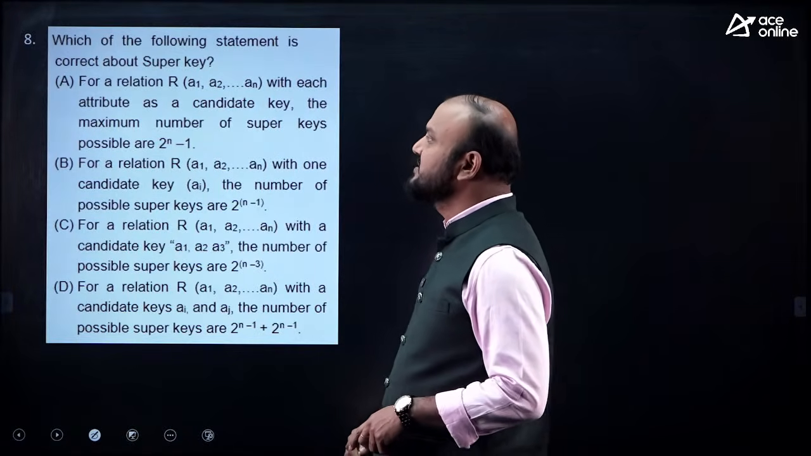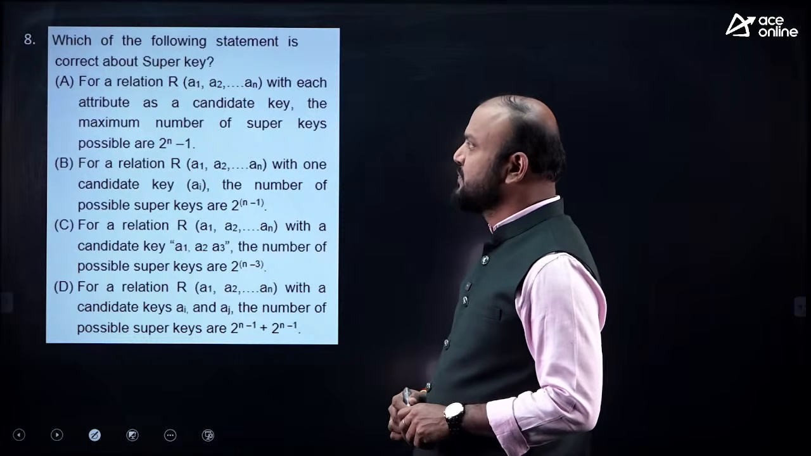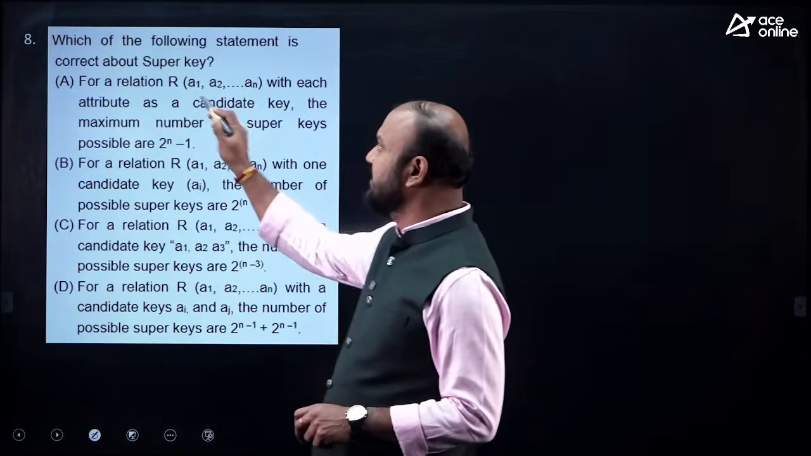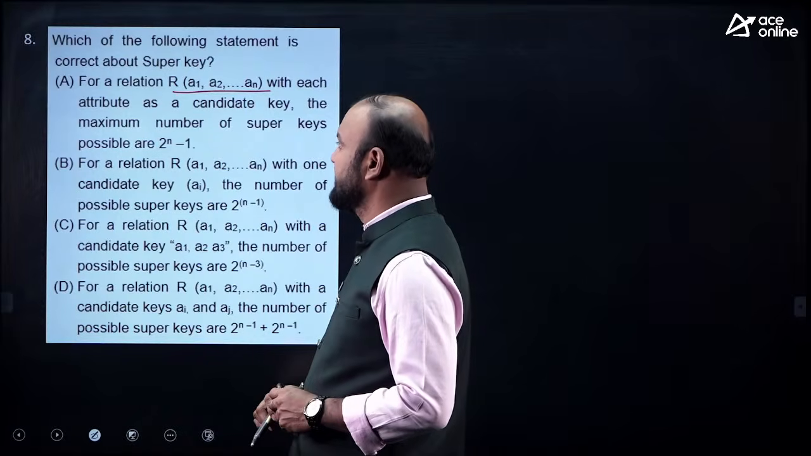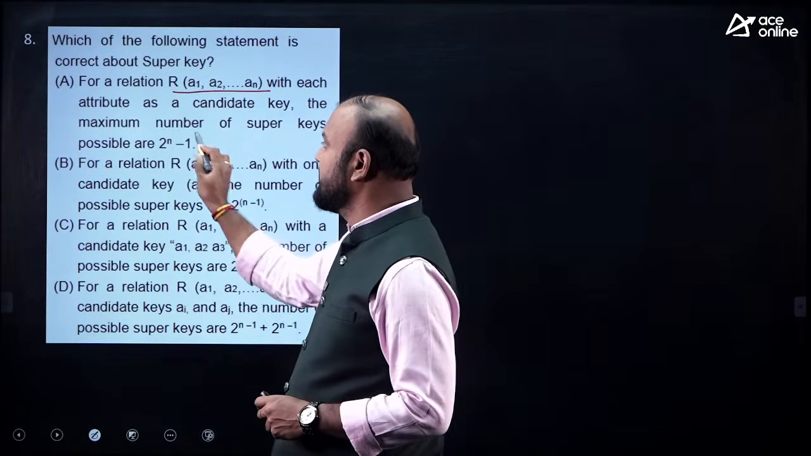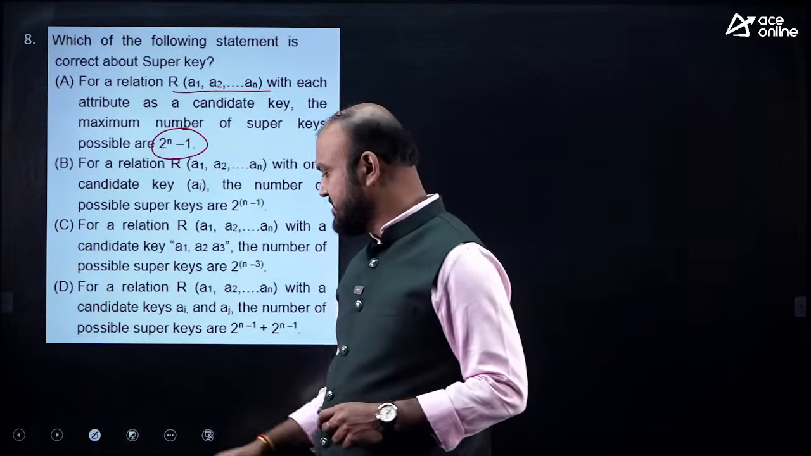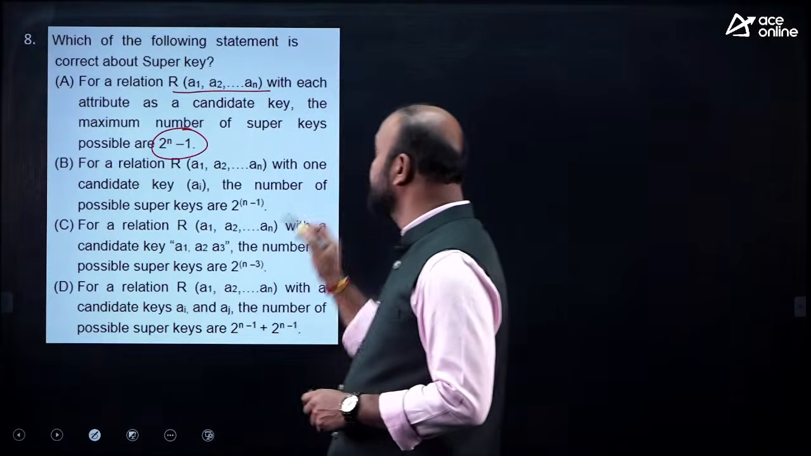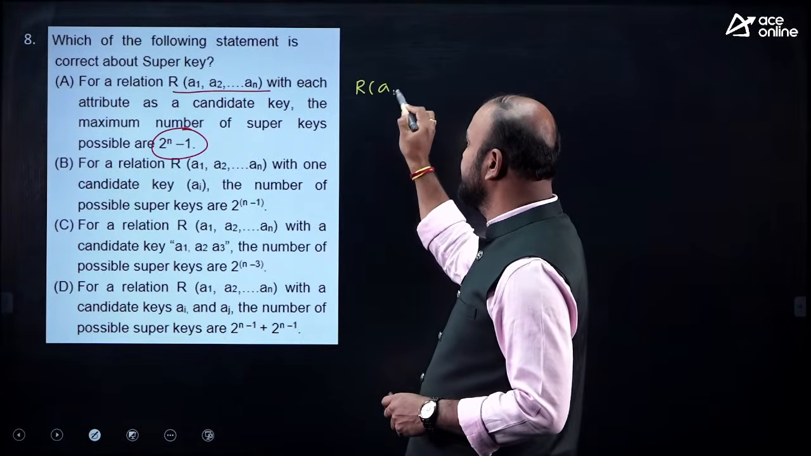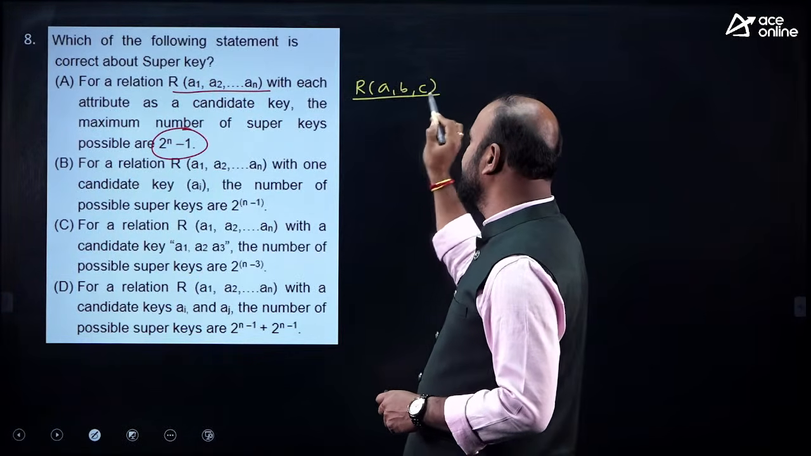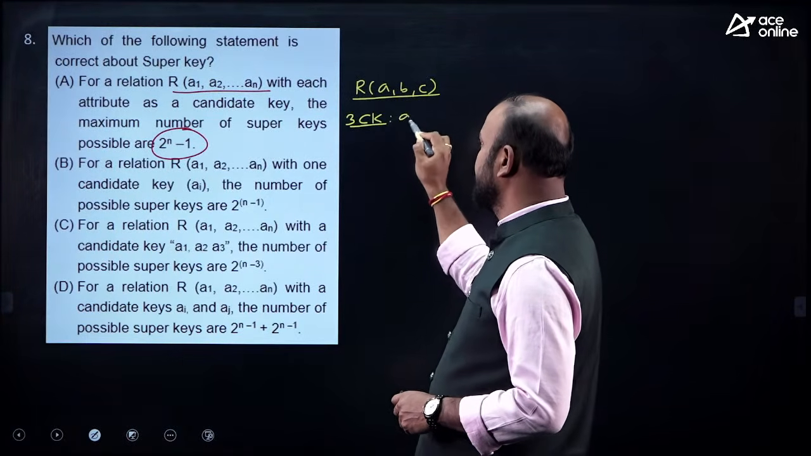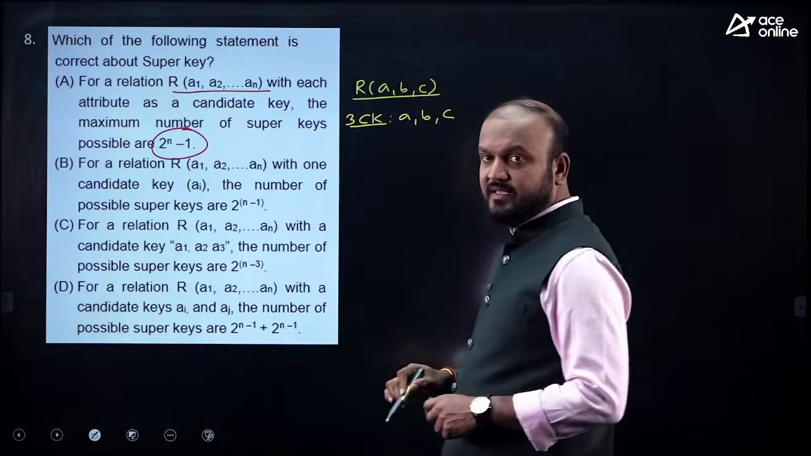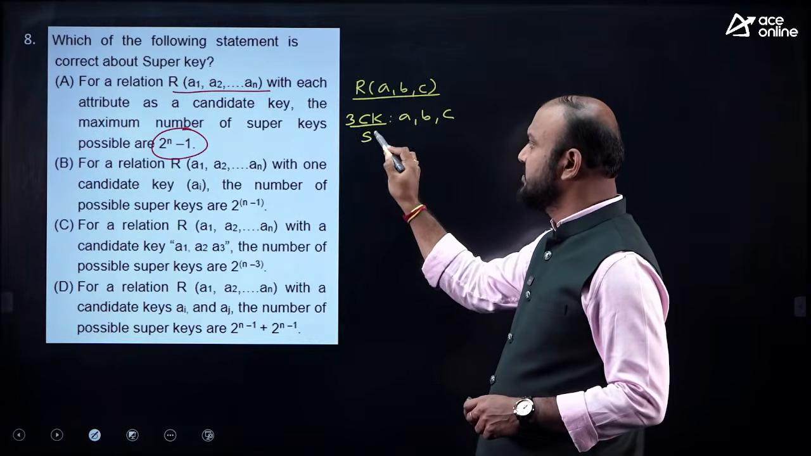Which of the following statements is correct about super keys? For a relation R of A1 to AN with each attribute as a candidate key, the maximum number of super keys is 2 power n minus 1. Just check the validity of this statement. Suppose R is ABC, assuming every attribute is a candidate key, meaning 3 candidate keys A, B, C. If there are 3 candidate keys, how many super keys are possible?